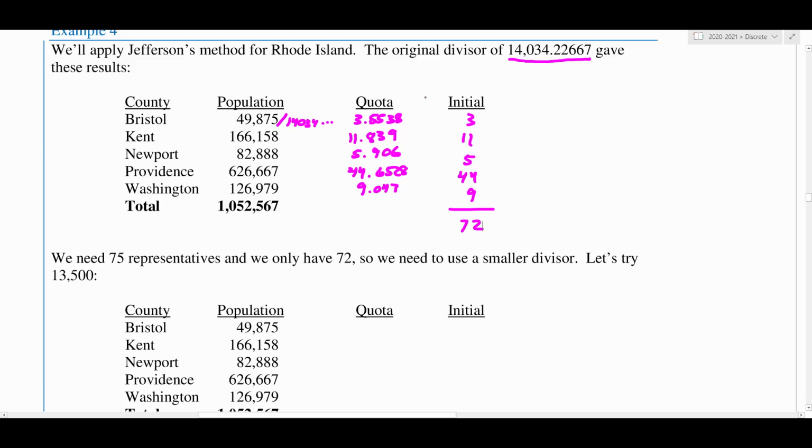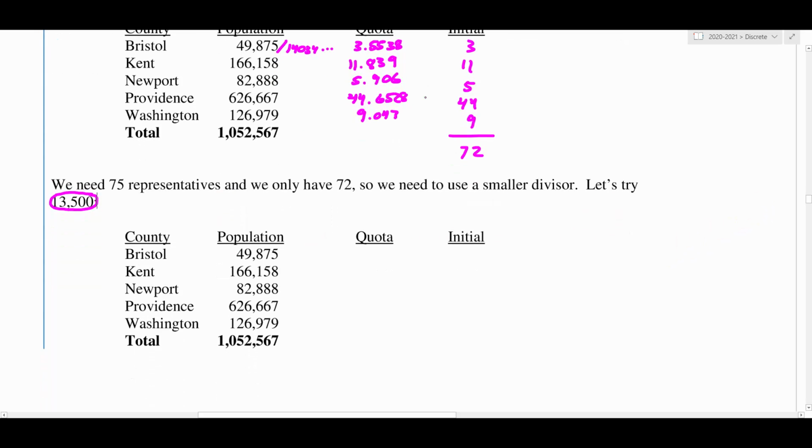So we're going to lower the divisor. Okay, so we're going to lower the 14,034 to a smaller divisor. We're going to try 13,500. Okay, and we're going to go through and recalculate our quotas. And you start to see why this is a little bit more, I wouldn't say more complex than Hamilton's method, but it's more tedious because we have to keep doing this over and over again with our new divisors. Okay, so I'm going to be dividing each population by 13,500 and looking at my new quotas. So here we'll get 3.69 for Bristol.